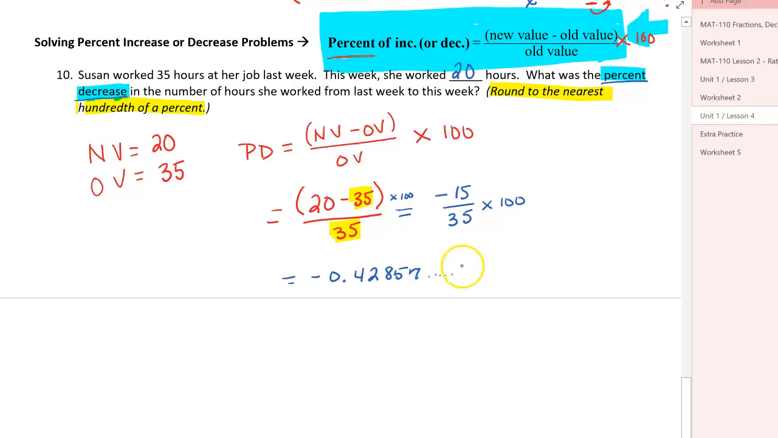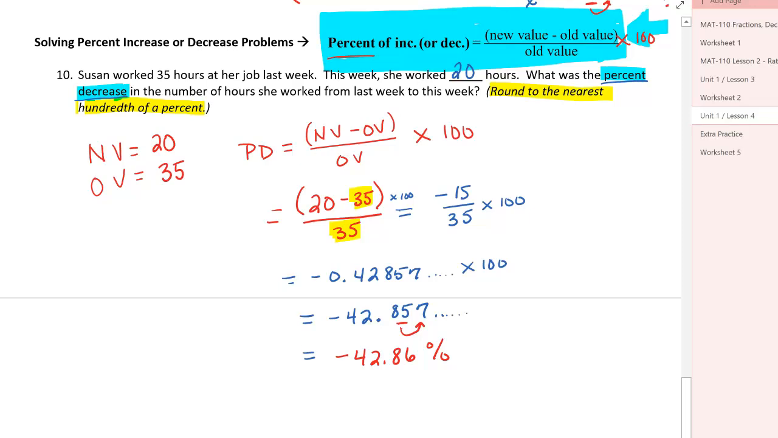0.42857. We multiply that by 100 to change it to a percentage. It's going to be negative 42.857. Notice that multiplying by 100 moved the decimal 2 places to the right. And then if I'm going to round to the nearest hundredth of a percent, well, that's 2 places. Remember, it's tenths, hundredths. The number after the hundredths is a 7, which is 5 or bigger, which means that 5 is going to bump up to a 6. So negative 42.86%.